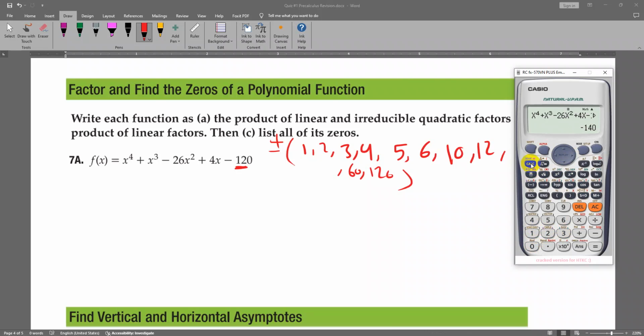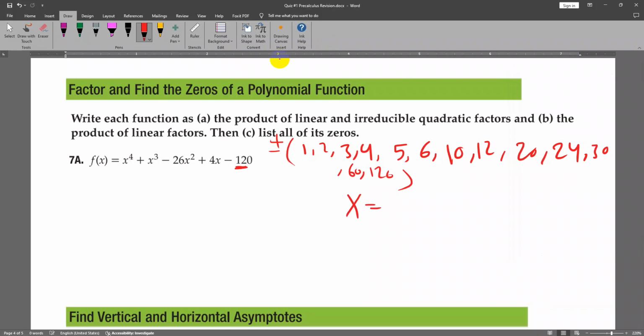Let's start at 1, no, negative 1, no, 2, negative 2, 3, negative 3, 4, negative 4, 5. Yes, 5 is a zero. Negative 5, 6, negative 6. Okay, actually, we got good steps here. x is equal to 5, x is equal to negative 6. Let's do it.